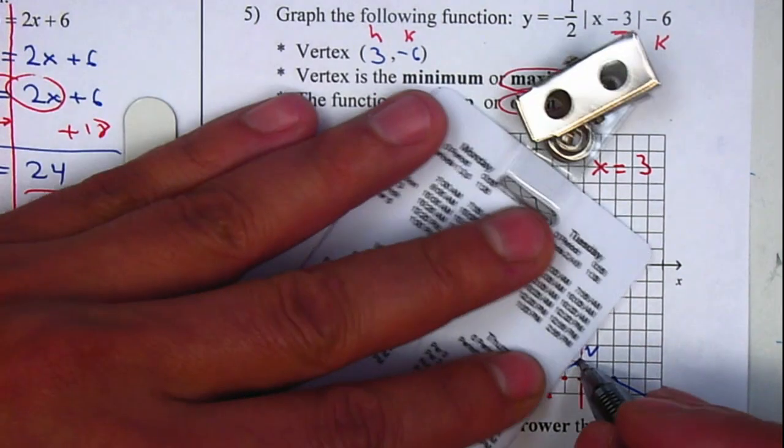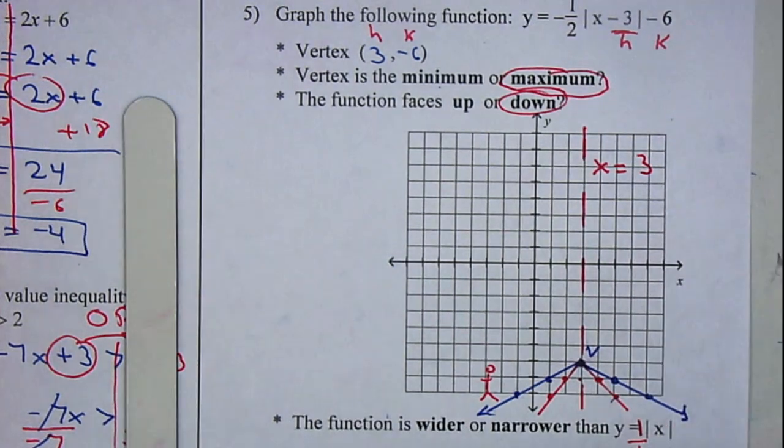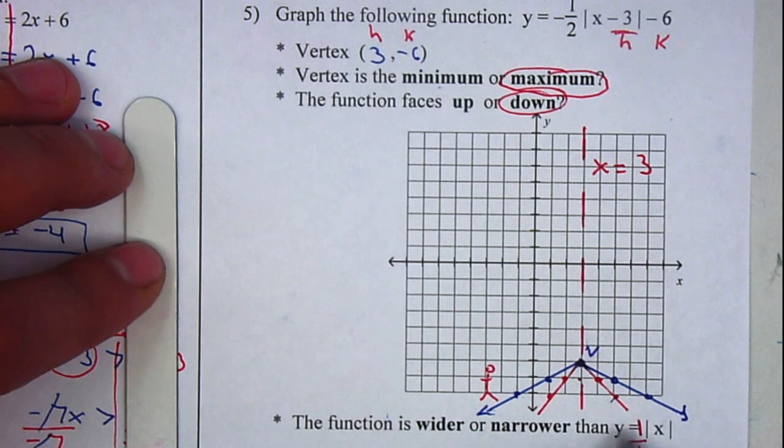And I'm making it red so we can actually see it. Is the original graph wider or narrower than the red one? It's actually wider, as you guys can see.